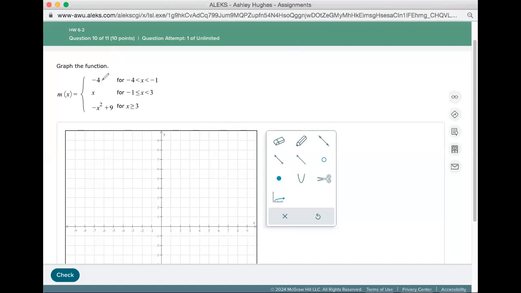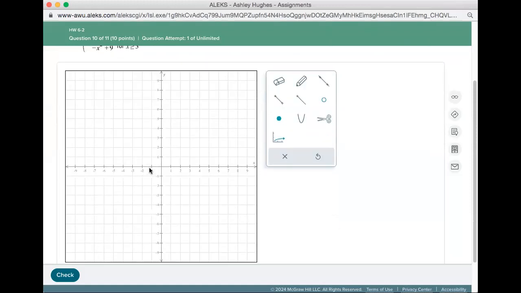Work out this problem for you. So what you're going to do is graph this in chunks. This first one is y equals -4 between -4 and -1. So we're wanting to graph that line, y equals -4, which is just a horizontal line.